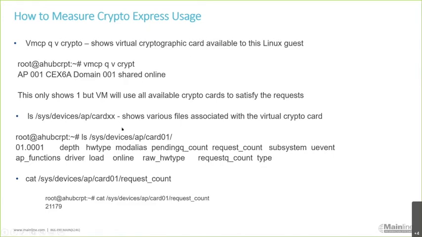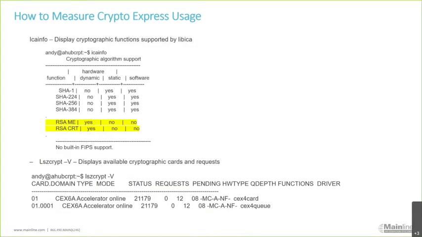You can take a look at the file structure that represents the card here. There's a lot of different information in this directory, but one of the more useful files is the request count. This will increase obviously each time the card gets used. You can also see the number of requests being processed from the device driver here. This command at the bottom of the screen, lszcrypt, shows you similar information.